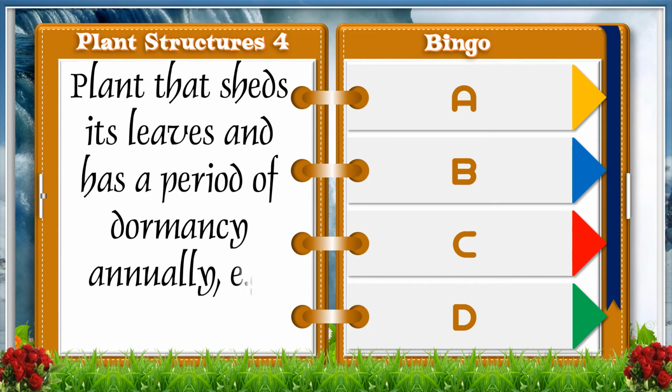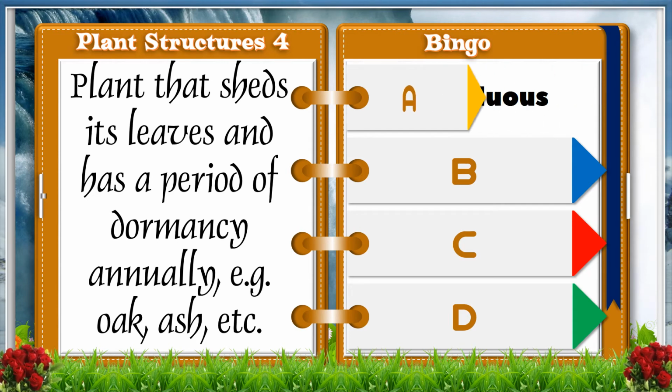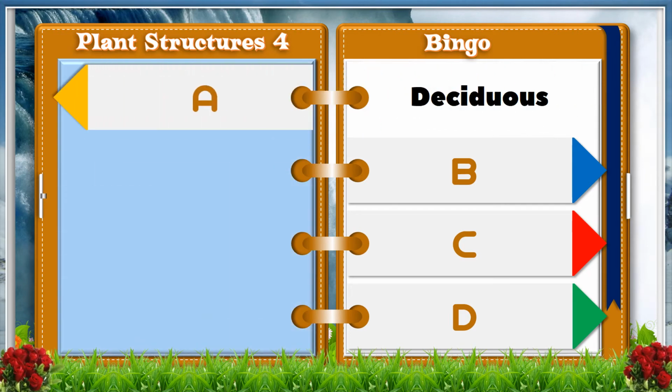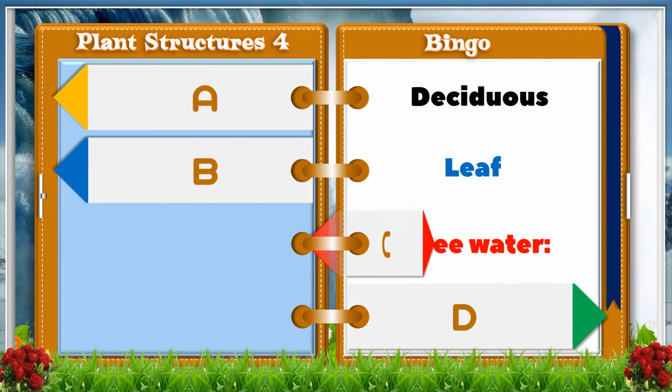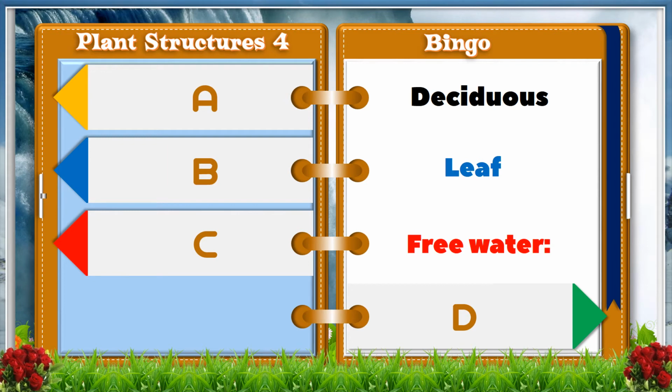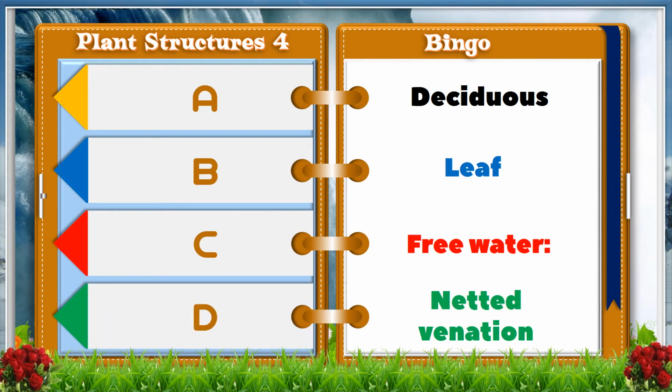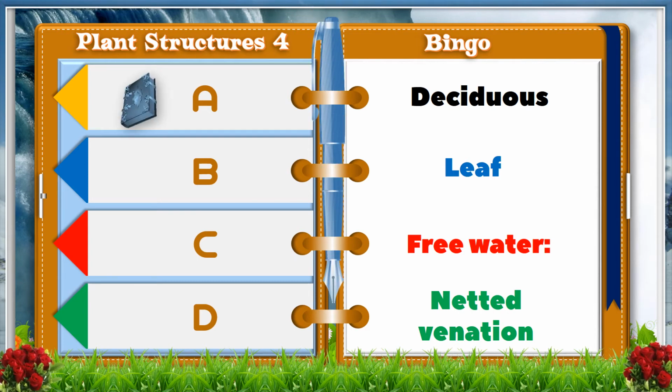Plant that sheds its leaves and has a period of dormancy annually. For example, oak, ash, etc. A. Deciduous. B. Leaf. C. Free water. D. Netted venation. And the answer is A. Deciduous.